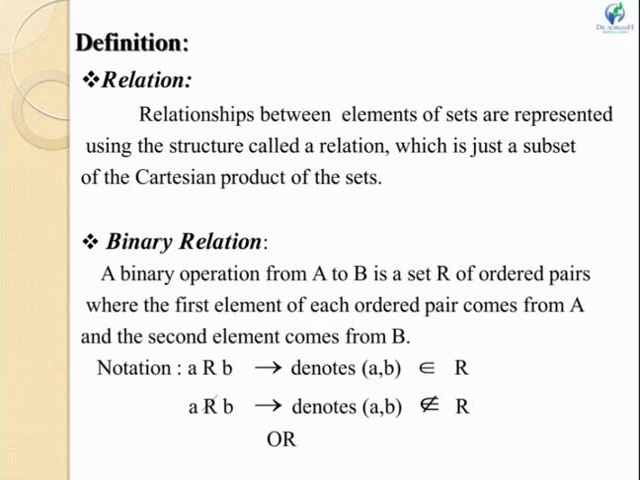Binary relation. A binary relation from A to B is a set R of ordered pairs where the first element of each ordered pair comes from A and the second element comes from B. It is denoted by aRb, where aRb denotes (a,b) belongs to R, and a not related to b denotes (a,b) does not belong to R.